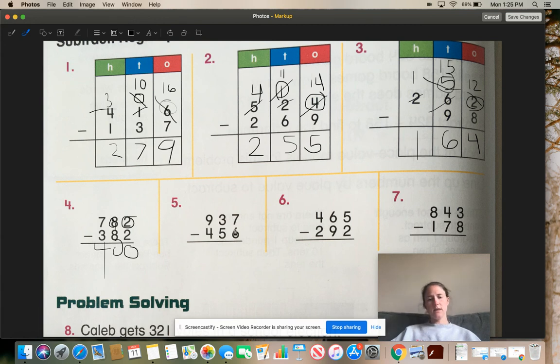7 minus 6. I have 7 pieces of candy. 7 in my hand. Can I take 6 away? Yeah, I can. So I have 1. 3 minus 5. Can't do that. My 9 becomes an 8. My 3 becomes a 13. 13 minus 5 is 8. And then I have 8 minus 4, which is 4.